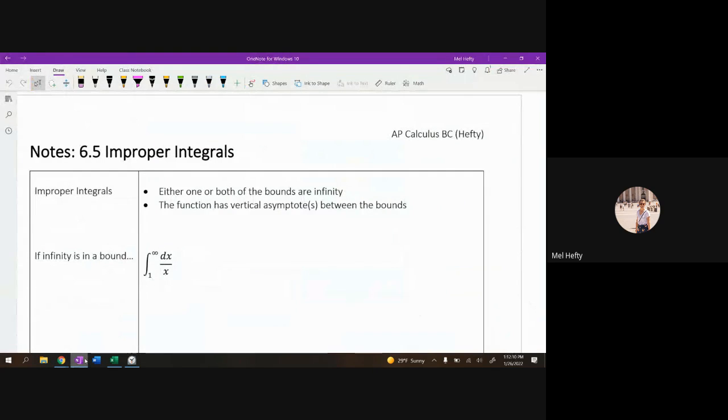So let's back it up to improper integrals. Again, improper integrals. The first three questions we're going to do, either one or both of the bounds are infinity. This is a lot easier to see and a lot easier to know you have to deal with. What we're going to do when we get back from that break is deal with ones where there is a vertical asymptote at or between the bounds.